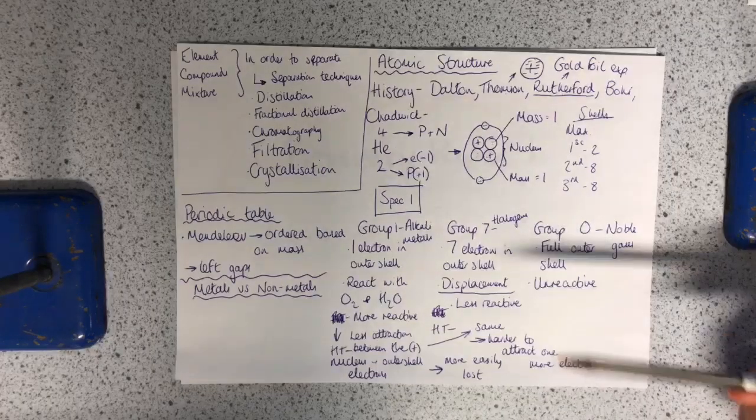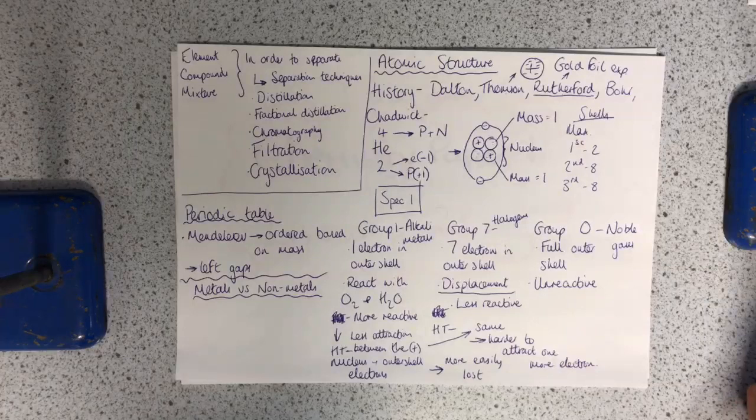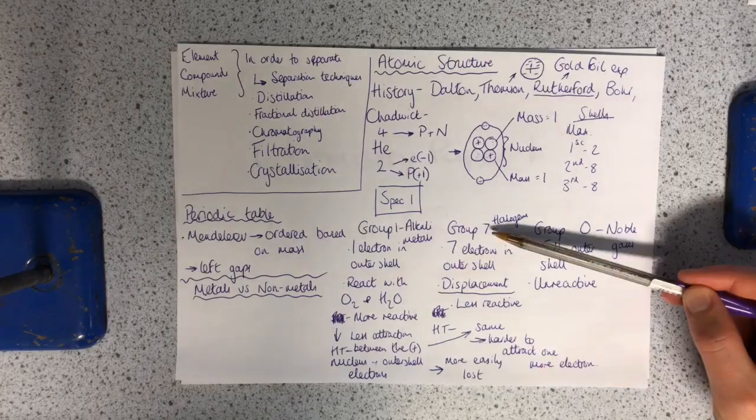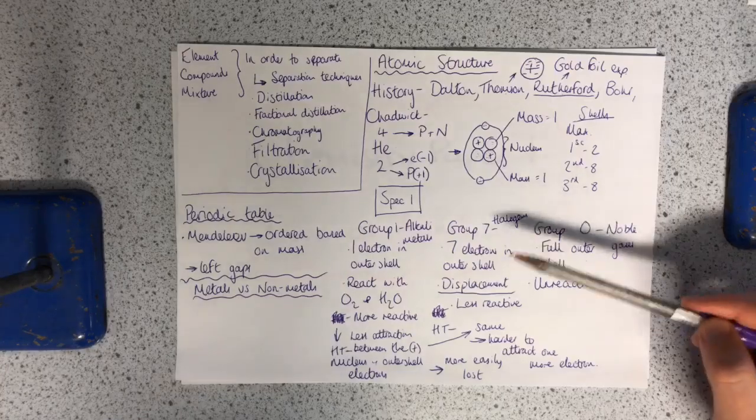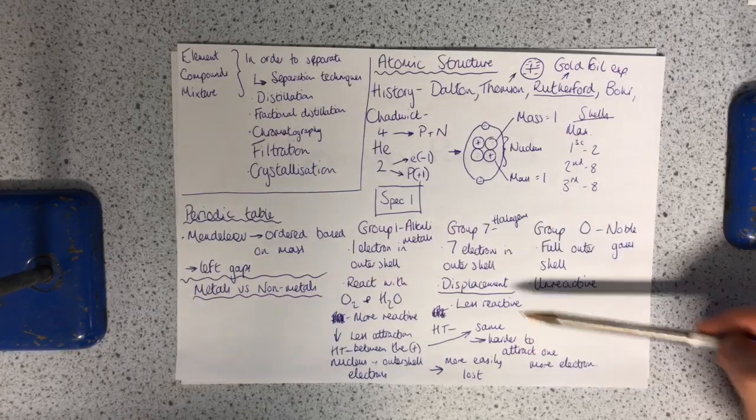However, it's harder for it to attract 1 extra electron. Because remember, group 7 have 7 in their outer shell, so they're wanting to gain 1 electron. So it's harder for them to get that one.